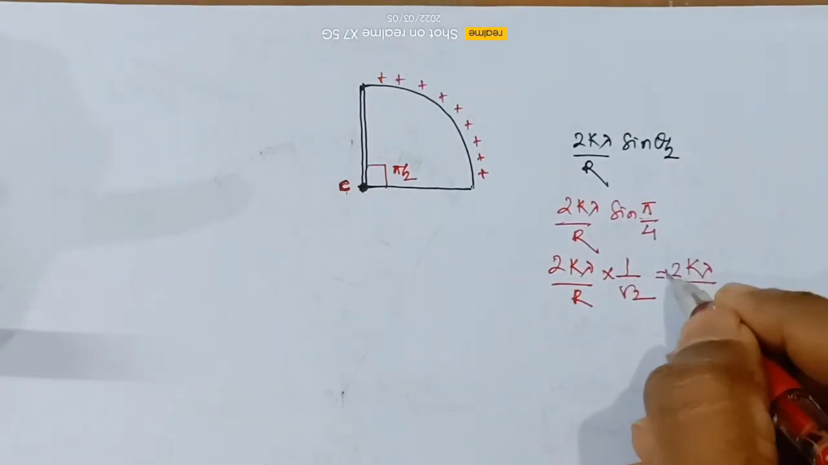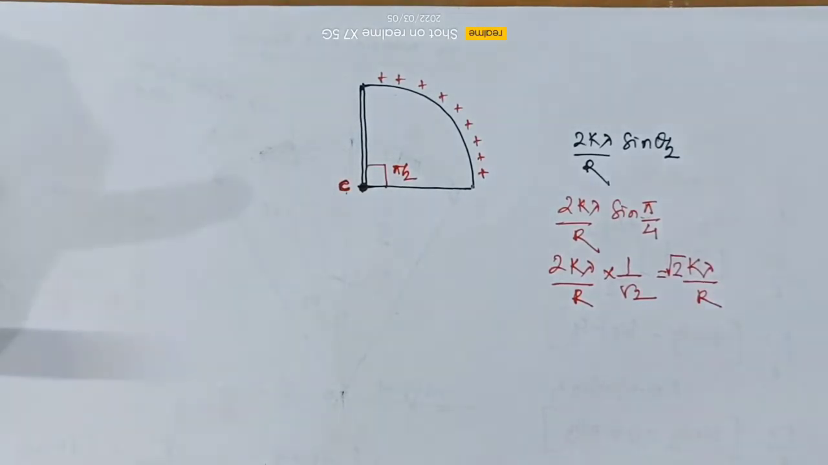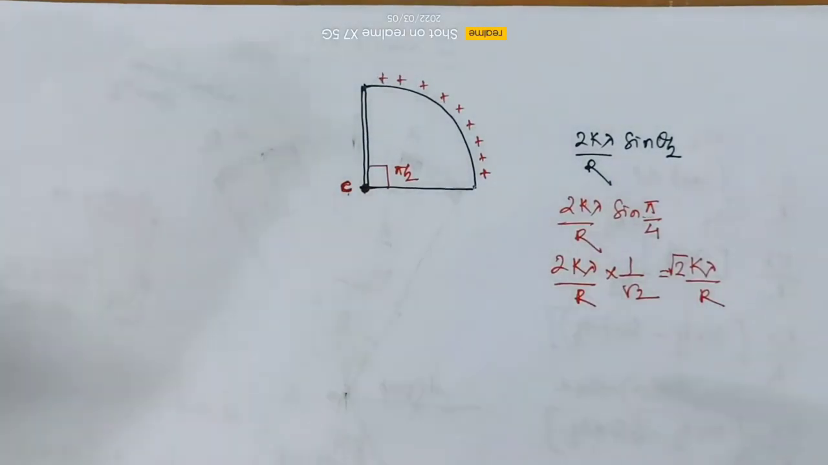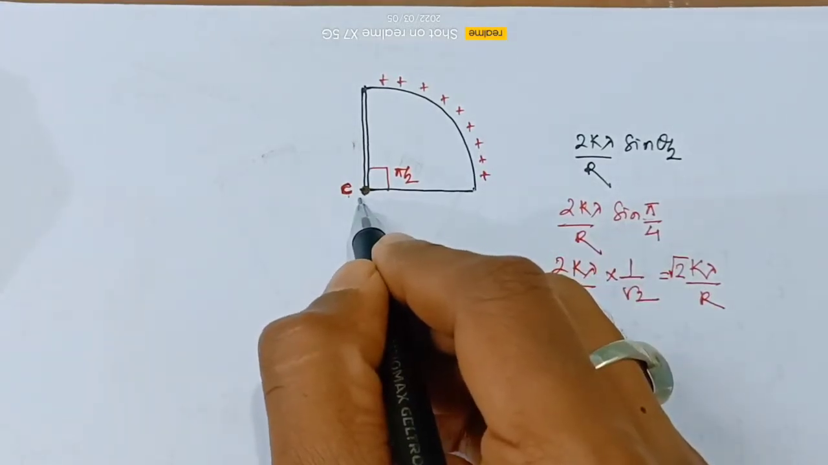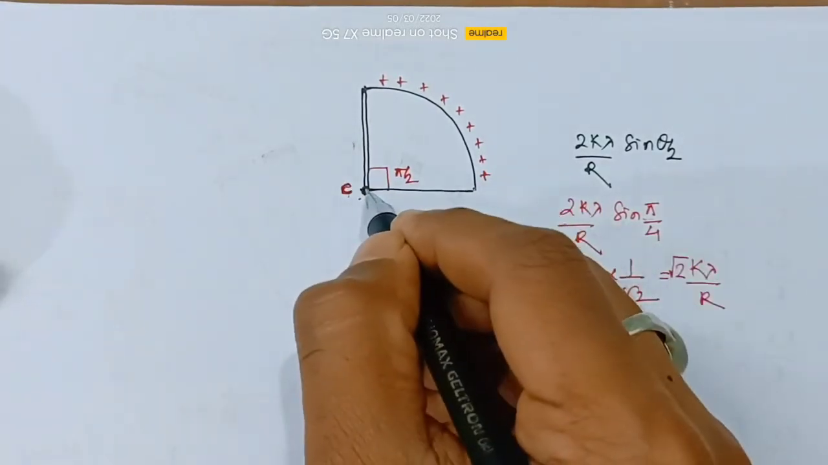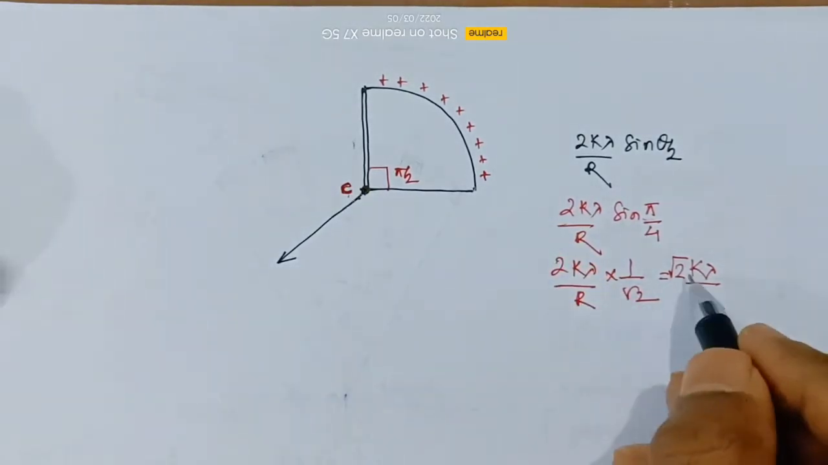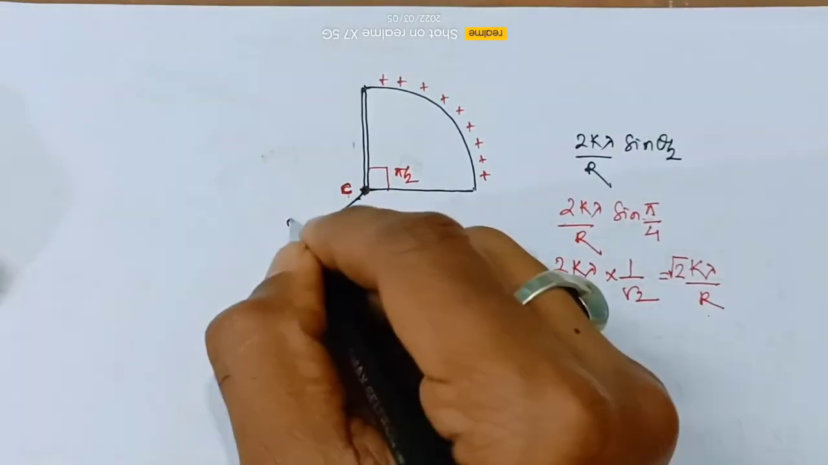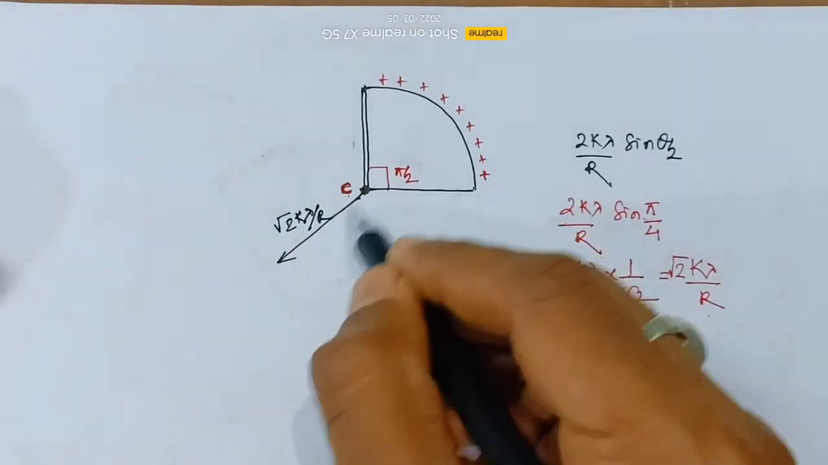So this is root 2 k lambda by r. The expression of electric field is what? Root 2 k lambda by r. And if you see carefully, this is positive. I will bring a test charge here, that is also a unit positive test charge. What is the expression of electric field? The electric field expression is root 2 k lambda by r, and it will be like this.